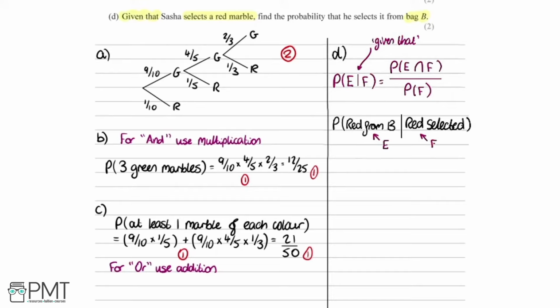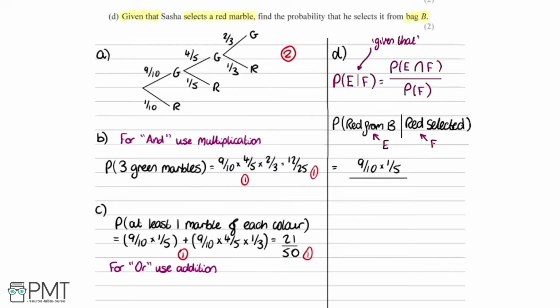We can now use the formula from the formula booklet. So we've got the probability of E intersection F, so essentially the common bit between them both. In this case, essentially it's the probability of there being a red from B. The only way to get a red from B would be going down this path and then down this path. So the probability of E intersection F, so the probability of a red from B, in this case would be 9 over 10 multiplied by 1 over 5. So on the top we're going to have 9 over 10 multiplied by 1 over 5.